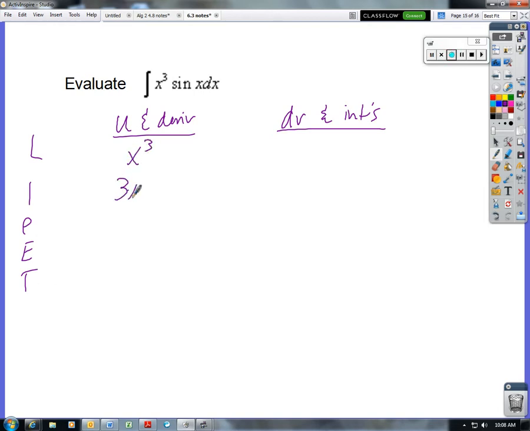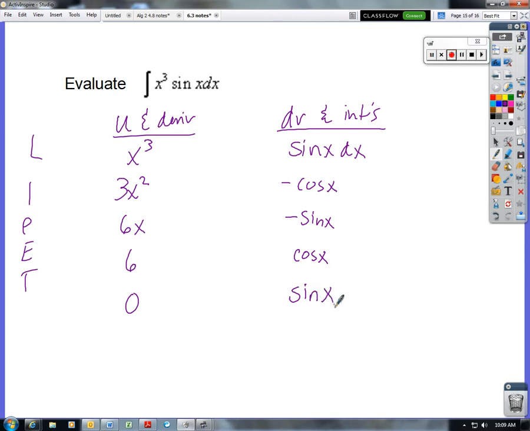Take the derivative, and differentiate, and differentiate. You could see this one, if you did it the long way, how many cycles would you have to go? 3 of them. It's x cubed. dv, that's sine of x dx. Integrate that, you get negative cosine of x. Integrate that, you get negative sine of x. Integrate that, you get cosine of x. Integrate that, you get sine of x. We're back to where we started, aren't we?